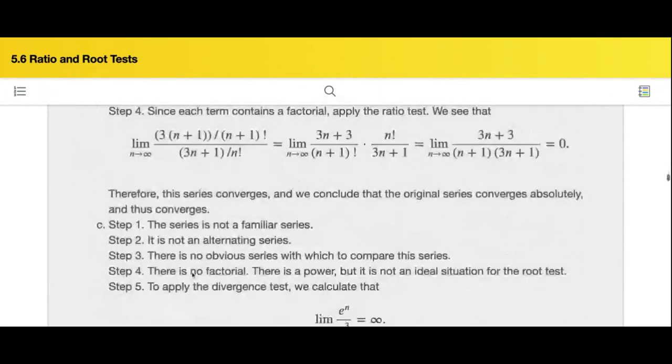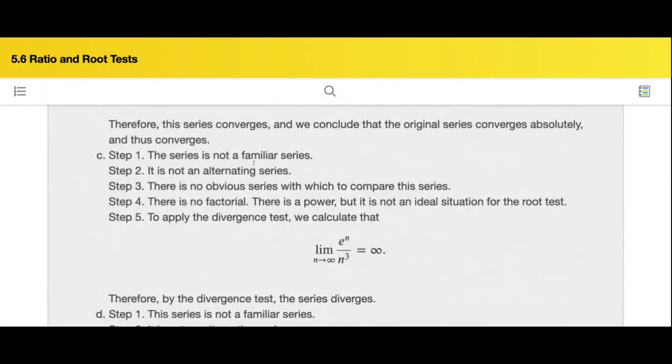So for C, step 1, the series is not a familiar series, which means not a p-series, not a geometric series, not a harmonic series. Step 2, it's not an alternating series. Step 3, there's no obvious series with which to compare this series. It's not like 1 over n squared, right? It's not like a rational function we can compare with some p-series or harmonic series. Step 4, there's no factorial, but there is a power. It's not the ideal situation for the root test.